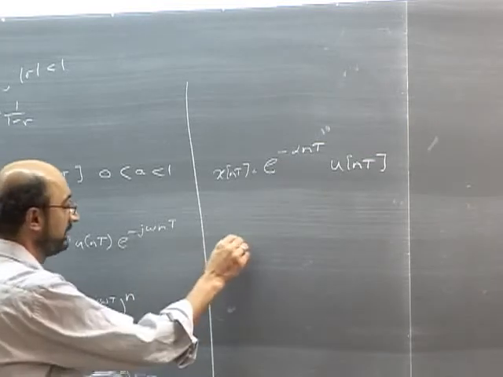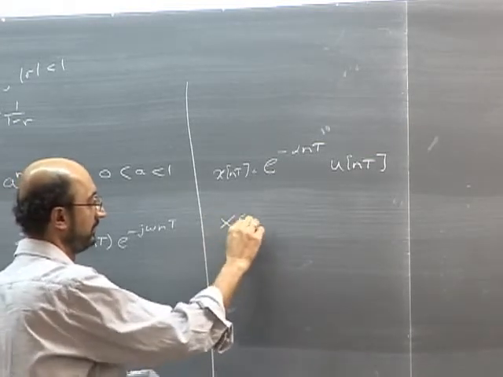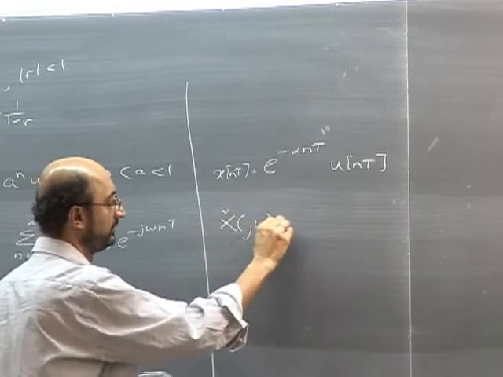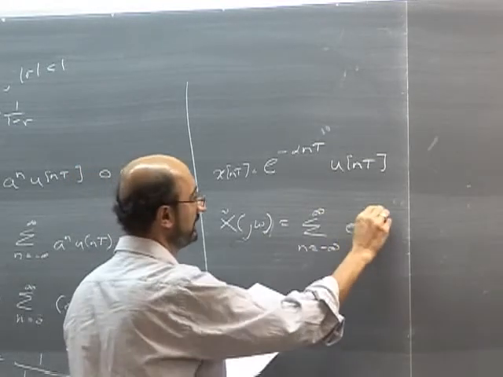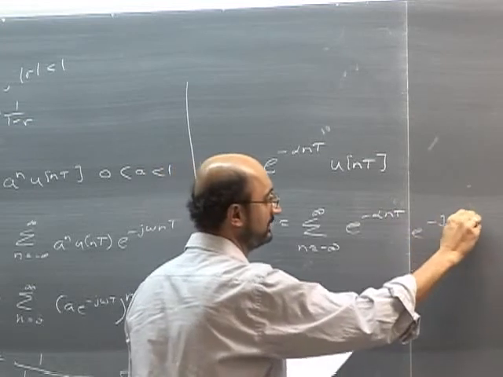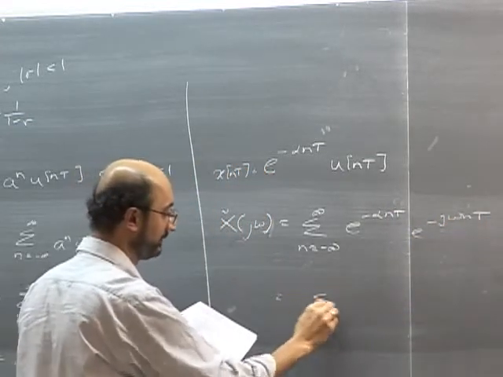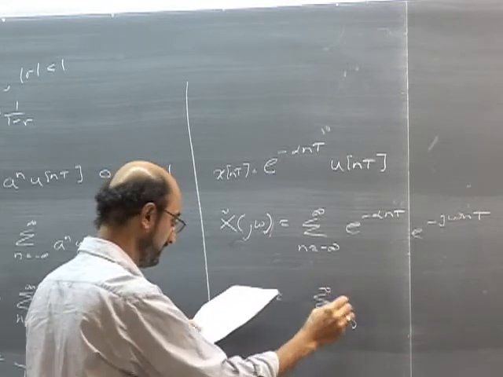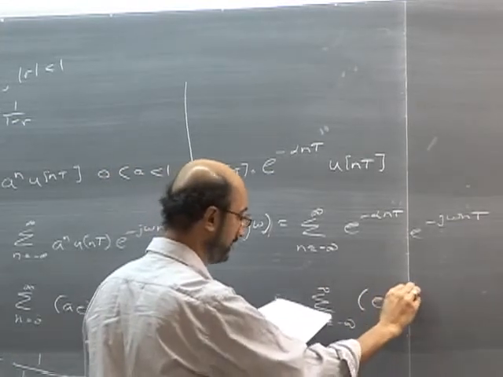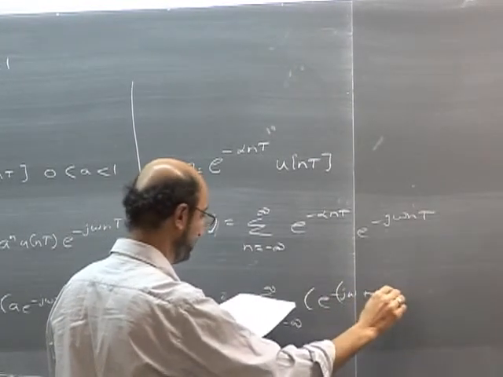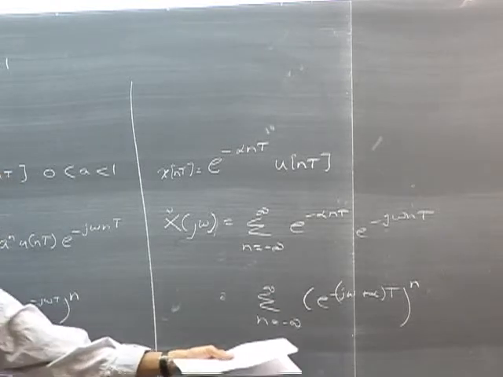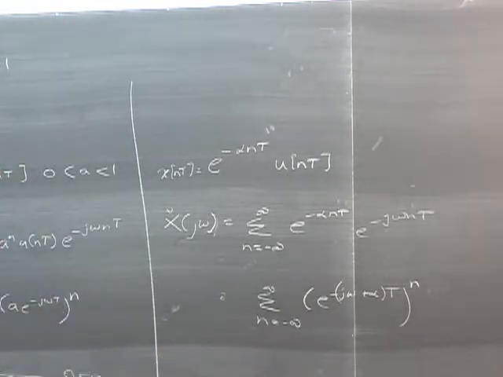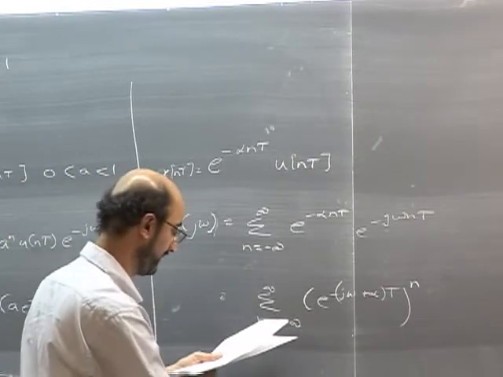And so we plug it in over here. The Fourier transform x tilde of j omega of this is going to be the sum from n equals minus infinity to infinity of e to the minus alpha nt, e to the minus j omega nt. Using the same idea, this is the sum of e to the minus j omega plus alpha t, to the n. Now, you have to make sure that the magnitude is less than 1. And that will be true when alpha is less than 1.